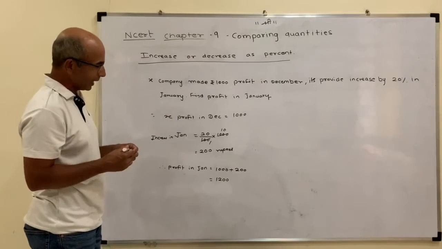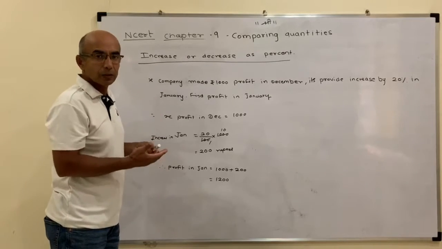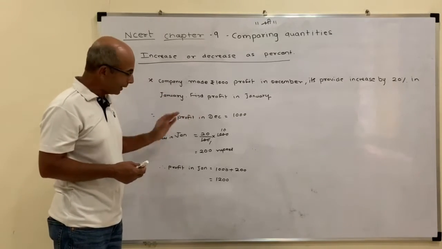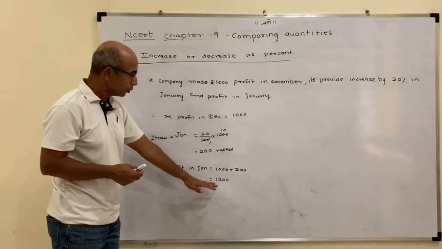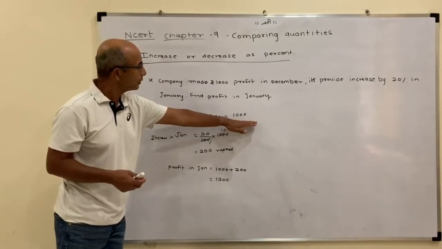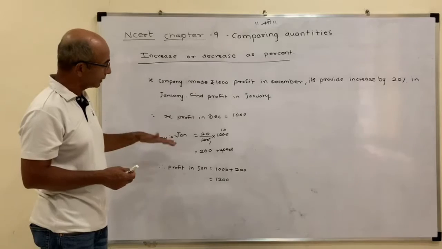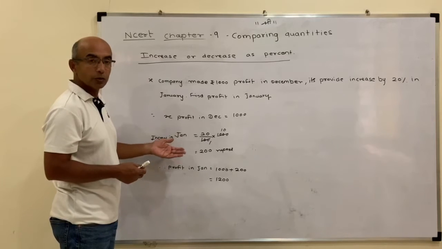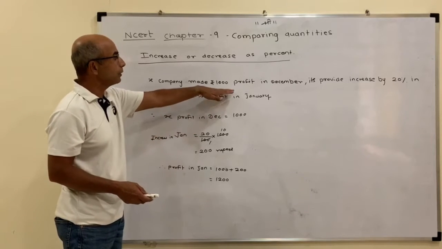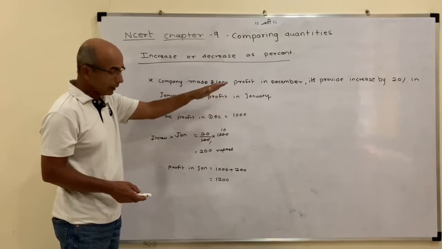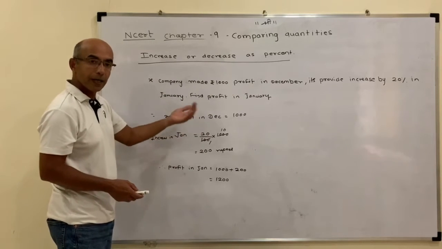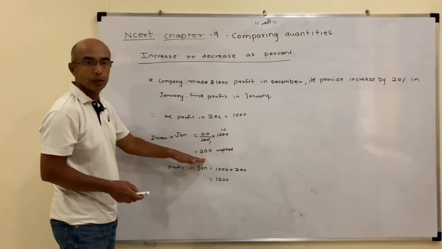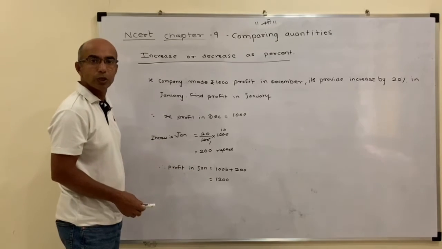So when we say increase, and we need to find out the final number, we need to find how much percent the increase is, and then we add that to the base amount. Here our base amount was the profit the company made in December, and then it increased its profit by 20% in January. So 20% of whatever profit it made in December. And then Jan profit is the profit it made in December, which is the base amount, plus the incremental amount. So it comes out to be 1000 plus 200.